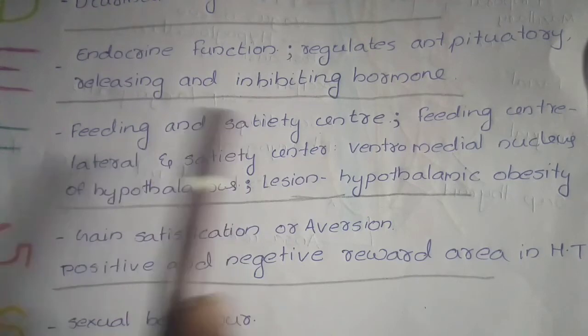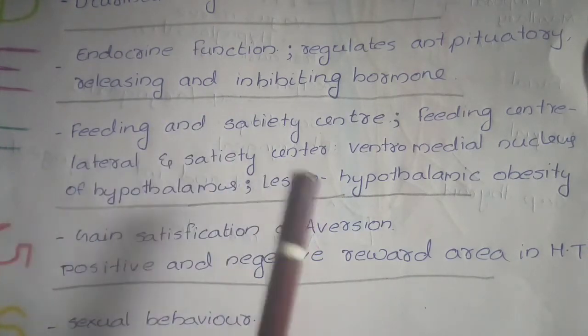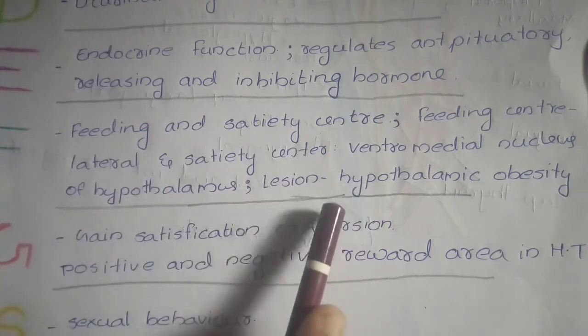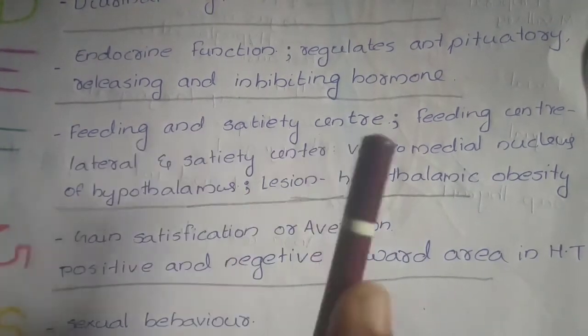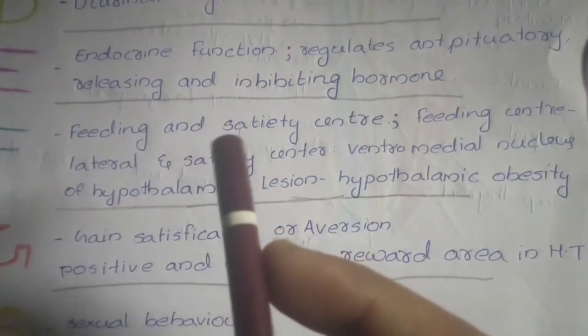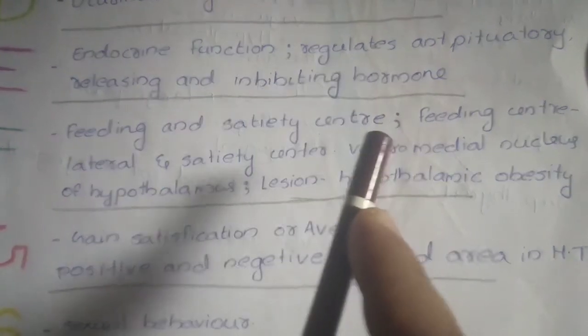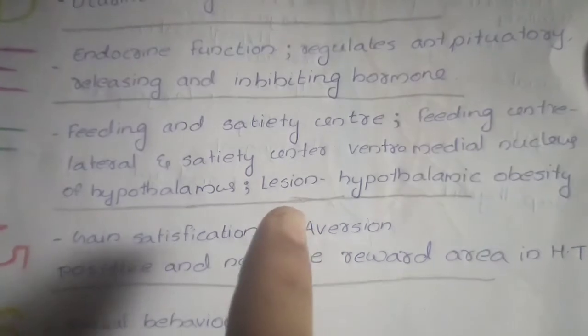Now if a lesion of this region occurs, there is an increase in the intake of food, thus causing obesity. This obesity is called hypothalamic obesity. It is not the usual case where we overeat and become obese; this type of obesity is due to the lesion of the feeding and satiety center, and it is called hypothalamic obesity.